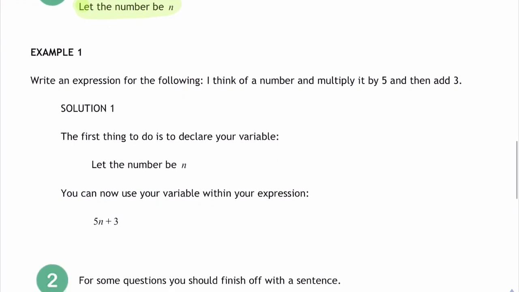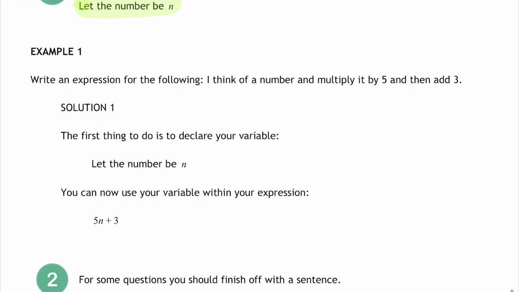Let's have a look at example 1. We're told to write an expression for the following. I think of a number, multiply it by 5, and then add 3. The first thing in my solution is to declare my variable. Let the number be n. So I've decided that my number is going to be represented by n. Now the first thing I'm doing is multiplying by 5 and then adding 3. So my final answer here is 5n plus 3.